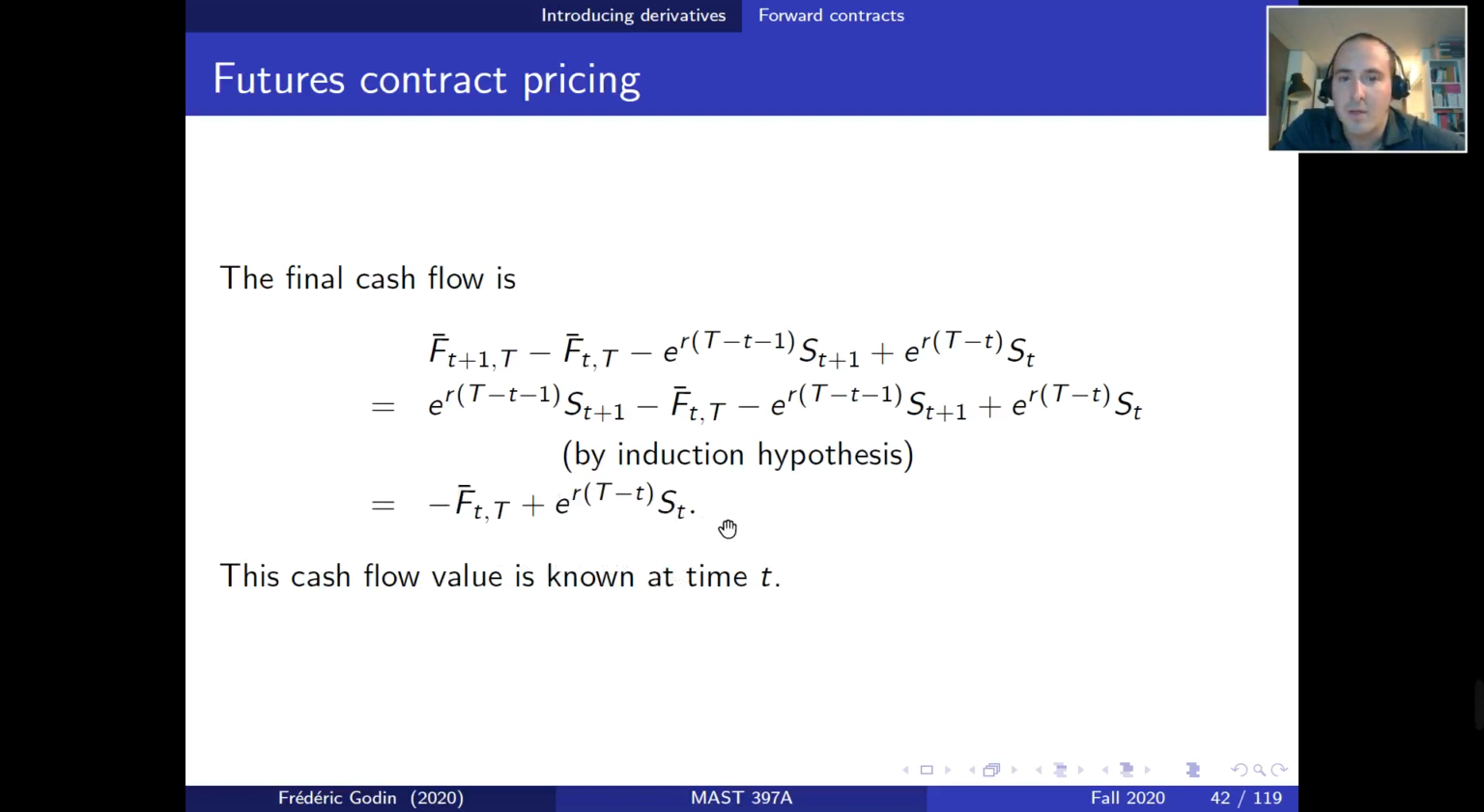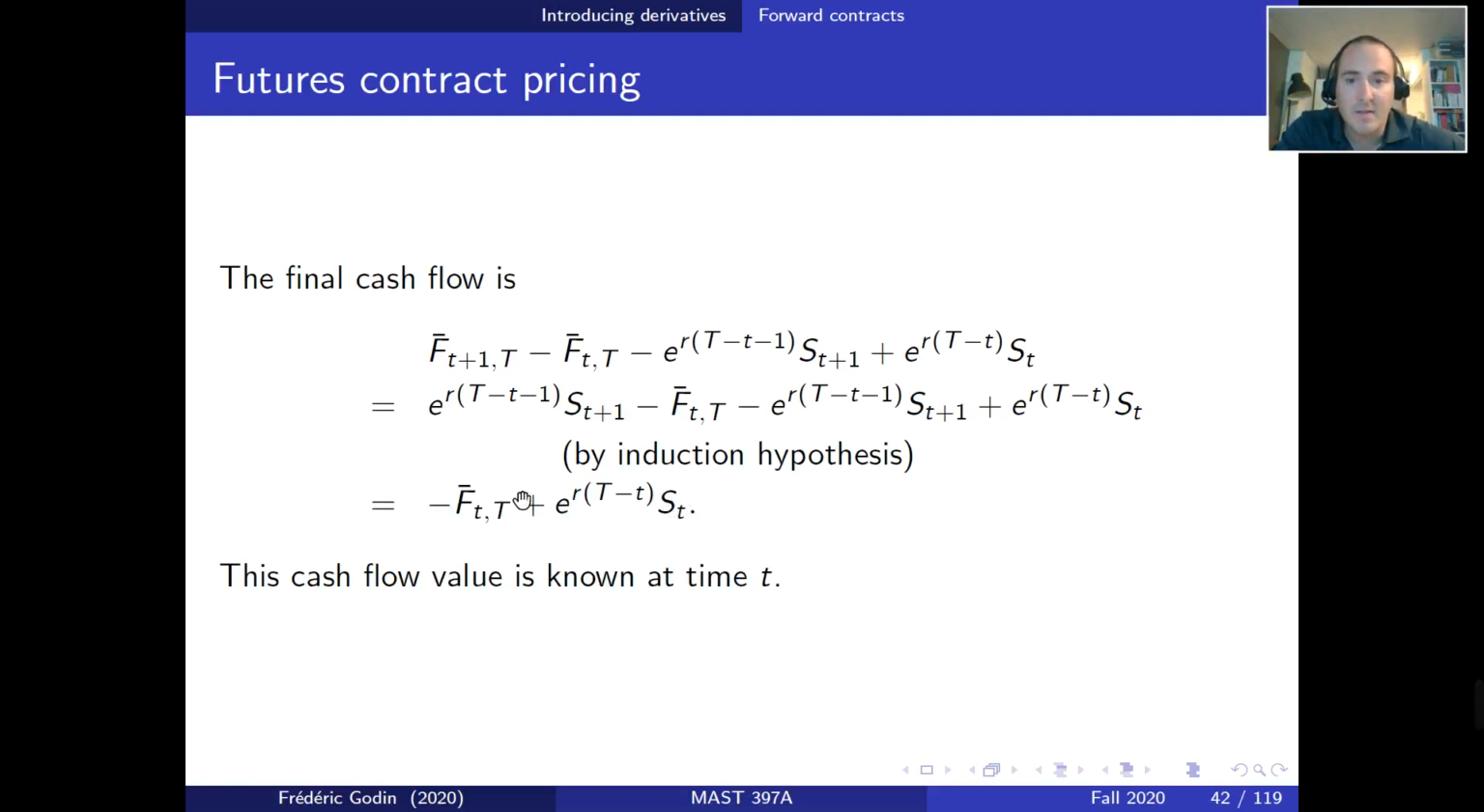Furthermore, although this cash flow is paid at time t plus 1, this is something that is known at time small t. Okay. So the futures price at time t is known by time t, and the underlying asset price at time t is already known at time t. So although the cash flow is paid at time t plus 1, we don't have to wait until t plus 1 to know its value.